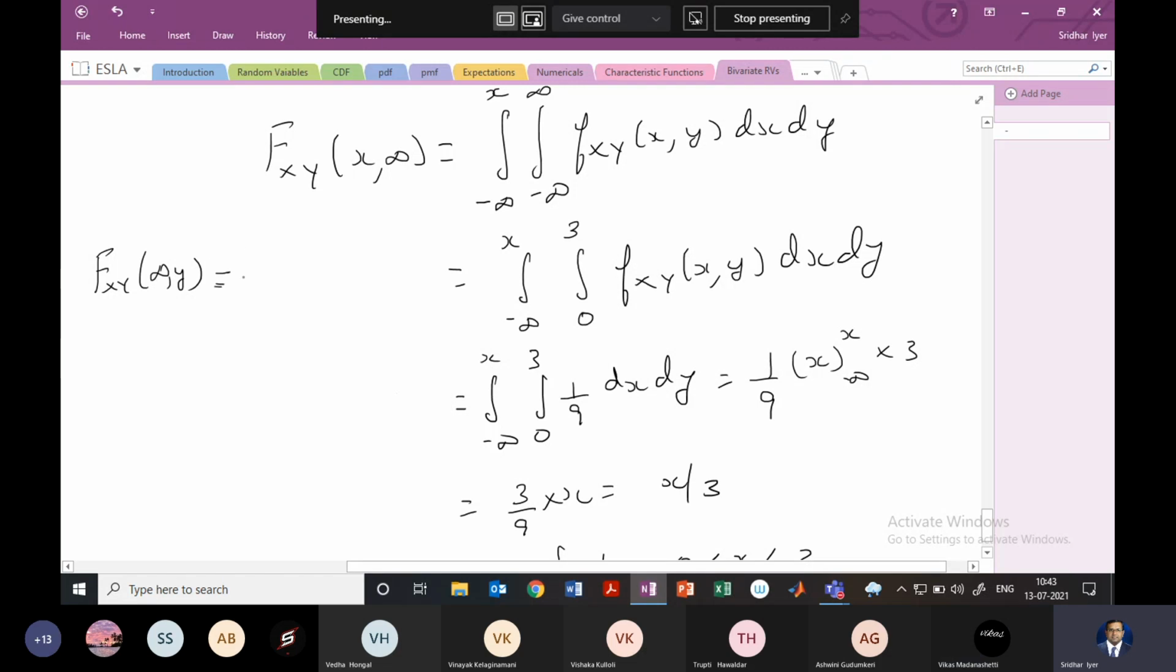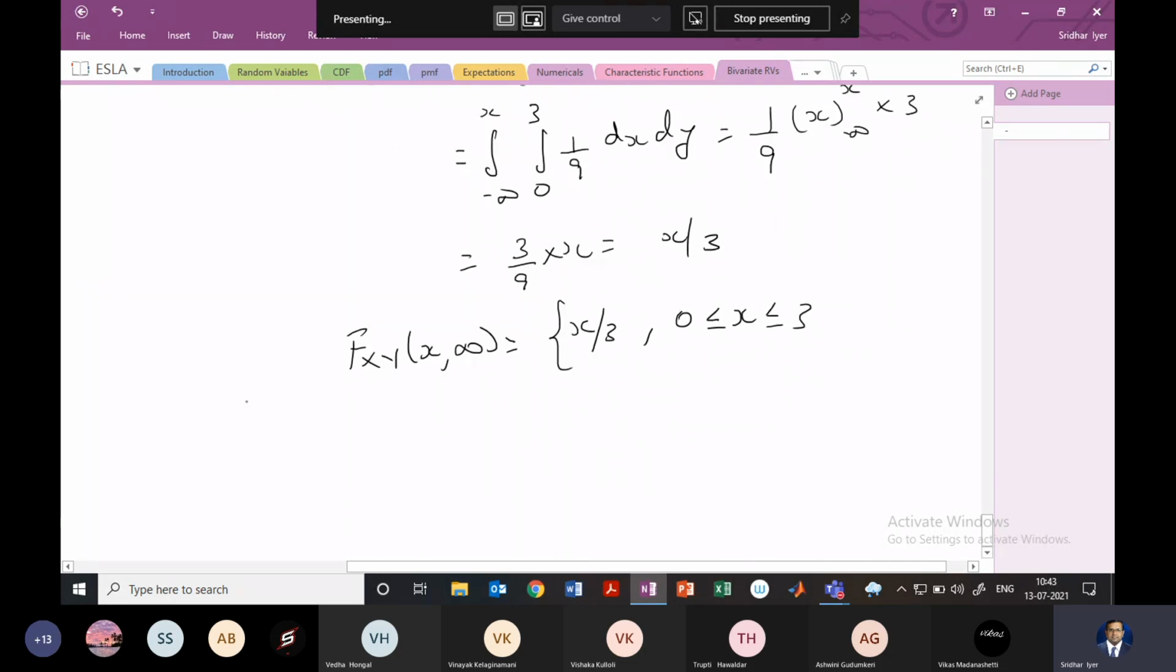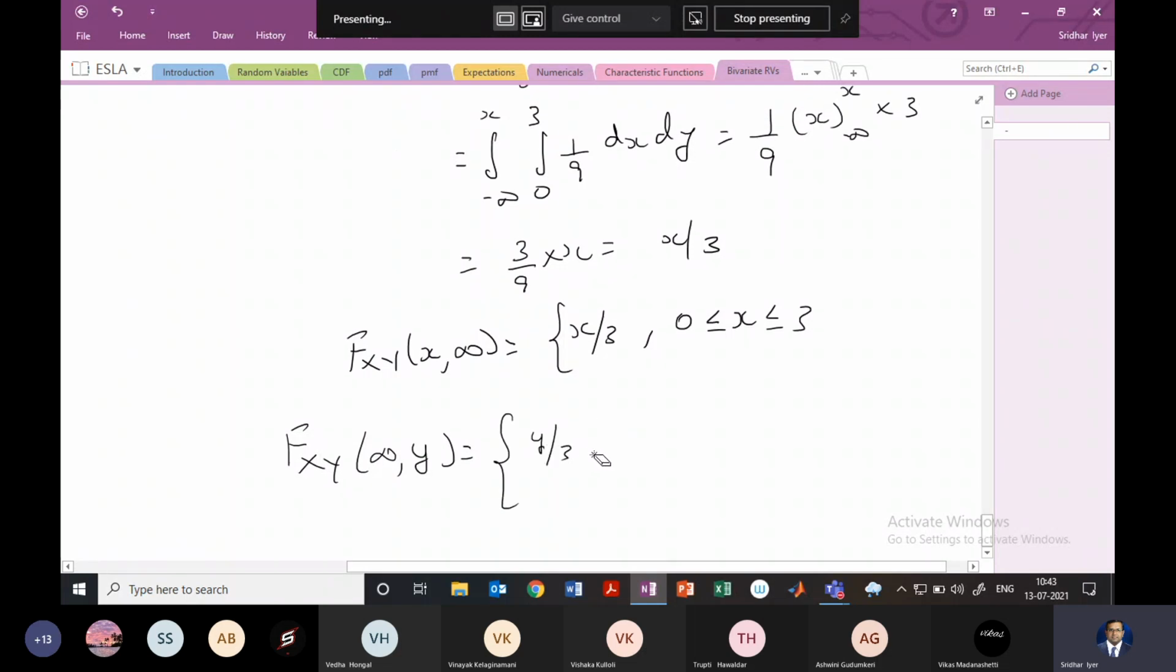Okay, so if you follow the similar process, you'll end up with y by 3 for 0 less than y less than 3. So I'll write this down there after the second value. If you find fxy of infinity comma y properly, you'll end up with y by 3 for 0 less than y less than 3. Okay, so you will see a trend here. I don't know if you have noticed, but this will be very helpful in matching your answer or checking your answer.